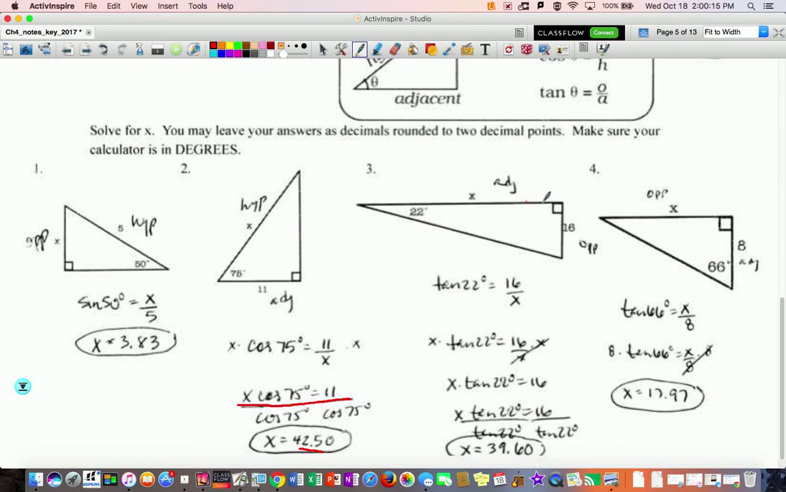Here's my angle. I know the opposite, and I'm looking for the adjacent. Again, x is on the bottom. So you have to multiply by x on both sides, divide the tangent back, and you get 39.6. Now the last one, 66, opposite over adjacent. When the x is on top, all you have to do is multiply by the 8, and 8 times the tangent of 66 leaves you with 17.97. So hopefully you got those three right.